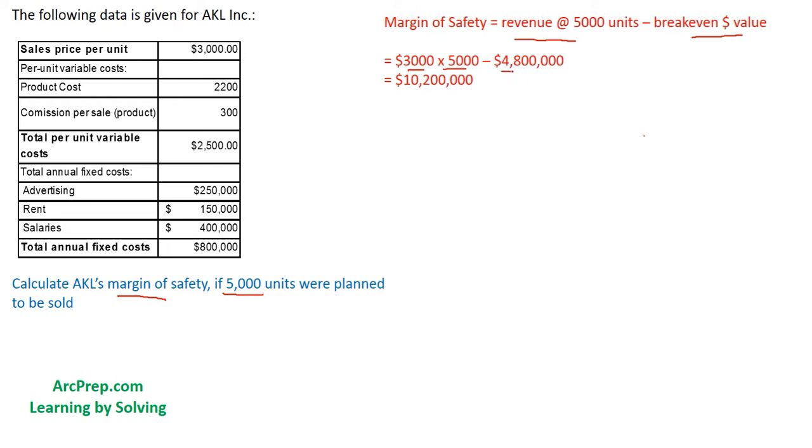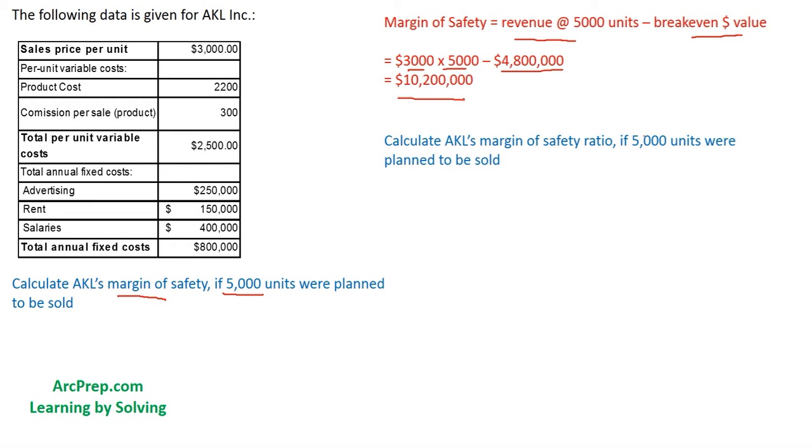My break-even dollar value is something I calculated in the previous example in question 23A. I calculated the break-even dollar value to be 4.8 million. Margin of safety is simply the difference between the two, $10.2 million.